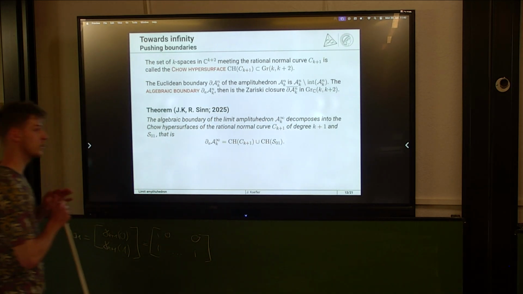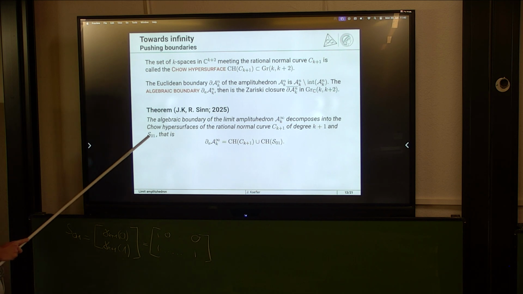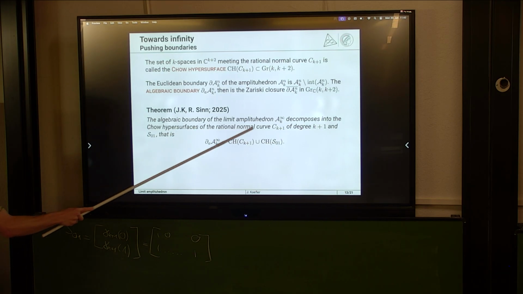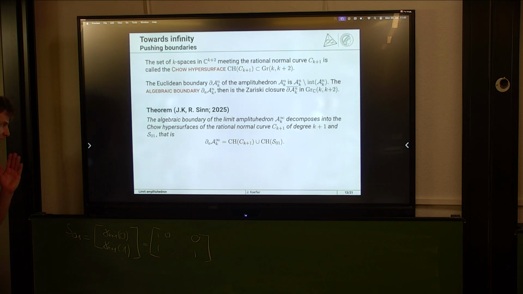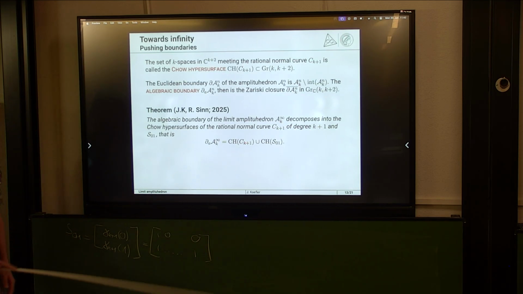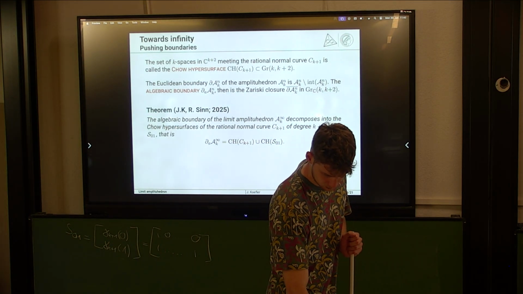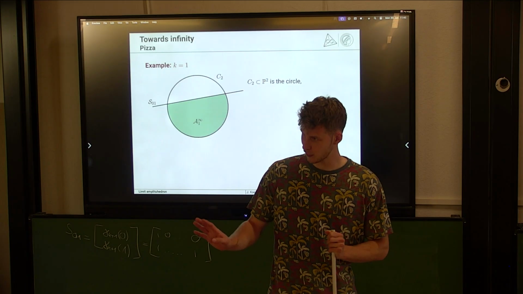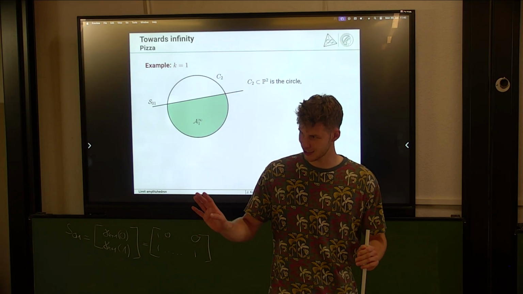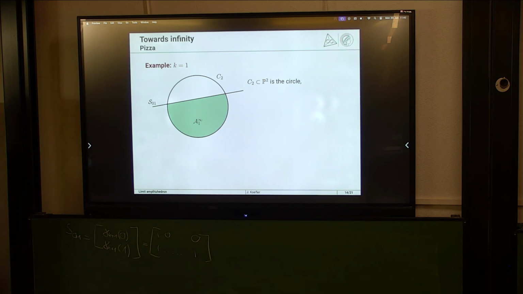And then as promised, one of the main theorems for us is that the algebraic boundary of the limit amplituhedron, or the master amplituhedron, is really just the Chow hypersurface of the rational normal curve of the corresponding degree k plus 1, and the Chow hypersurface of this special line, the secant line. Here I hope I'm going to convince you that this line is actually important for us to find a positive geometry.